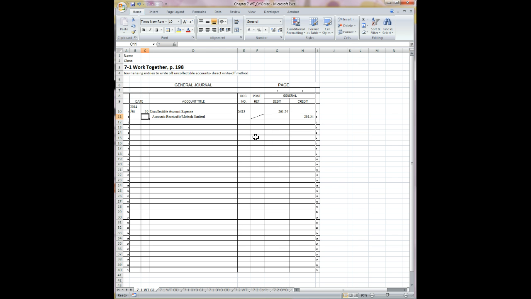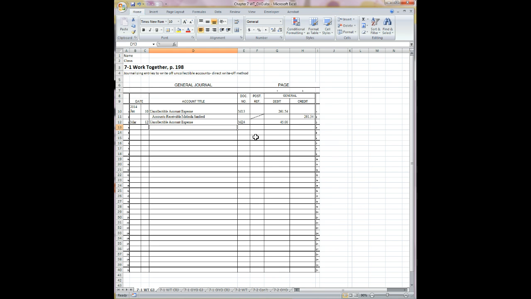We're going to move on to the next one. On March 12th, we wrote off Mark Polk's past due account as uncollectible. It was for $45, and we used memorandum number 24. Since it's a new month, we need to write the month again. So March 12th, and again, our debit's going to be an uncollectible account expense. It's going to be memorandum number 24. And the amount of our debit's going to be $45.